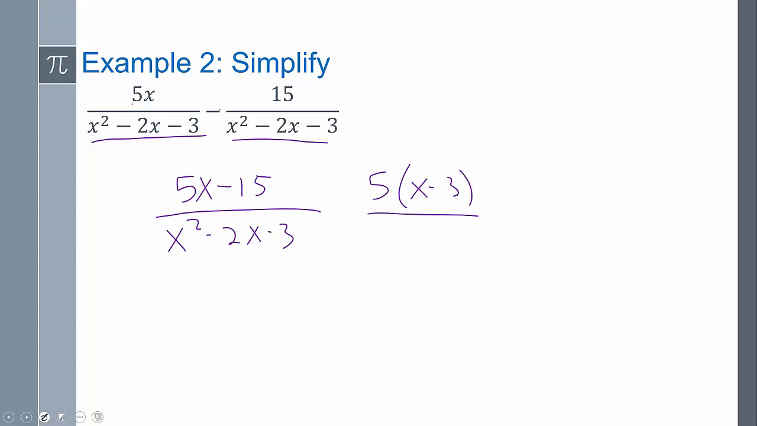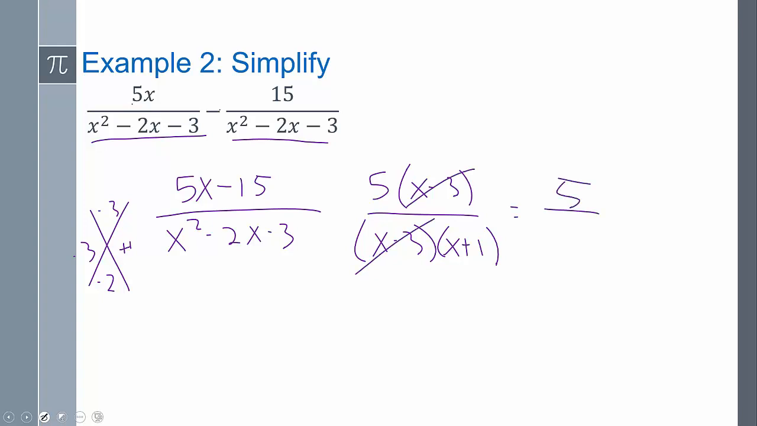On the bottom, a times c, factors that add to b, 3 and 1. So that's going to be x minus 3 and x plus 1. And so those x minus 3's cancel out. And so I'm going to get 5 over x plus 1.